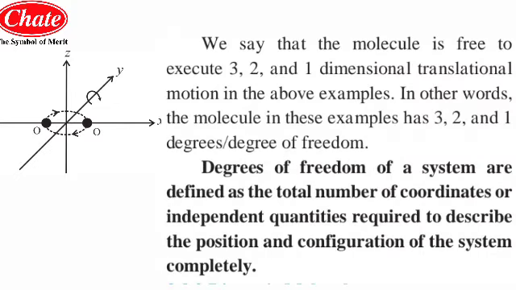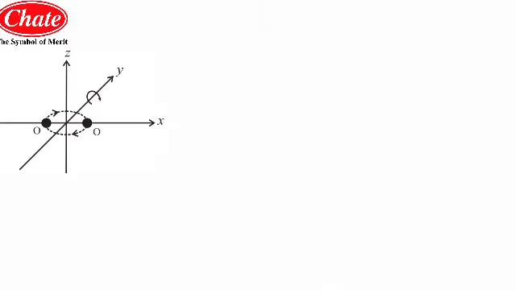Thus we can say the degrees of freedom of a system are defined as the total number of coordinates or independent quantities required to describe the position and the configuration of the system completely. I will repeat one more time. The degrees of freedom of a system are defined as the total number of coordinates or independent quantities required to describe the position and the configuration of the system completely. So this is the degrees of freedom.